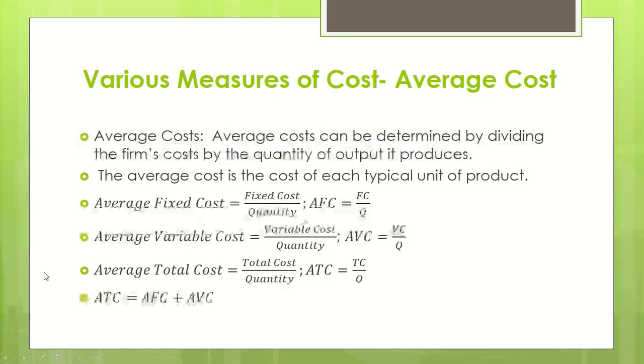Now there comes average total cost, which is equal to total cost divided by quantity. That means ATC is equal to TC divided by Q. As we have said that total cost is equal to total fixed cost plus total variable cost, so here average total cost is also equal to average fixed cost plus average variable cost.